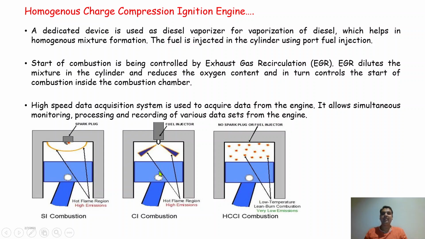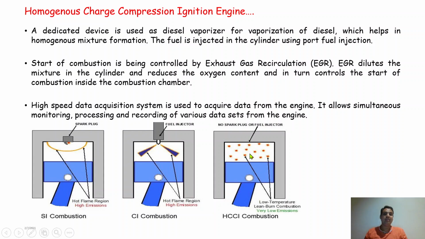With the help of this diagram, we can understand, as I told you earlier, this is a normal SI engine where we are using a spark plug to ignite the air fuel mixture inside the engine cylinder. Similarly, the other diagram is for CI combustion, where we have to use a fuel injector to supply the diesel inside the engine cylinder.